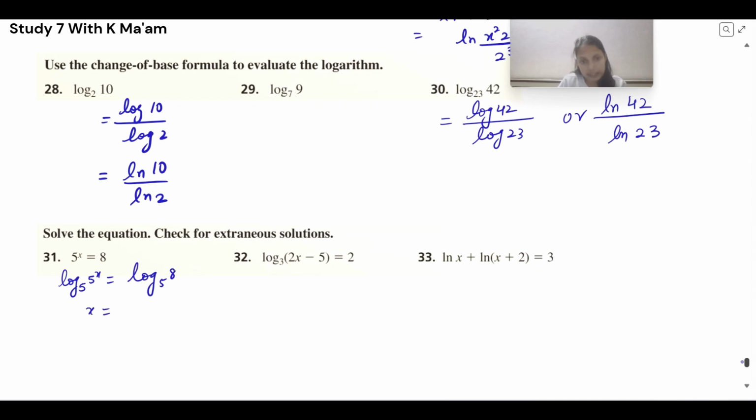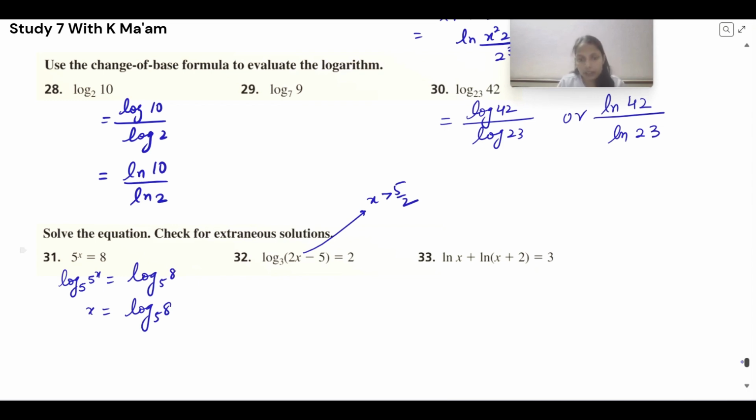This is x. X equals log base 5 of 8. This is a number greater than 1, so no problem. Here, be careful. Whatever x you got, the x must be greater than 5 by 2 because the log is not defined for 0 and negative. So whatever x you got, it should be greater than 5 by 2.